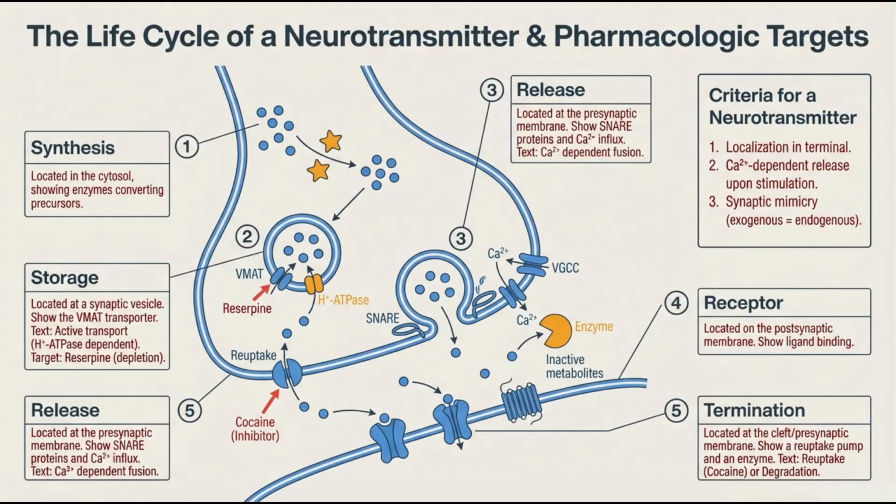Okay, let's walk through the numbers then. Target 1 is synthesis. Right. The neuron has to actually make the transmitter. This usually happens in the cytosol with the help of enzymes. It's a factory floor. So if you block an enzyme, you run out of product. It's a supply chain issue. No raw materials or no workers. No enzymes means you have nothing to ship out. Simple enough. Target 2 is storage.